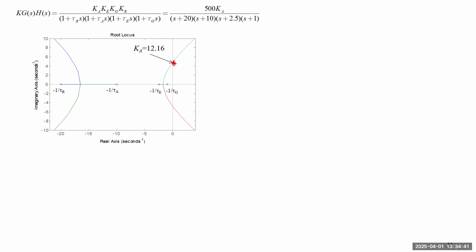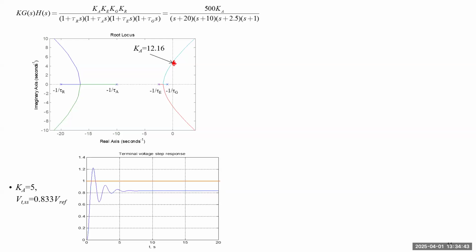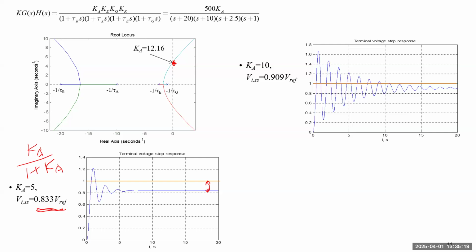Okay, so let's try some values of Ka. The first one, let's try a very small value of Ka. From the steady state voltage, here the steady state voltage will basically be Ka divided by 1 plus Ka, right? So if K equals 5, that's basically 5/6. So the steady state voltage only goes back to 83% of the reference voltage. So there's a huge gap. This one definitely cannot be accepted by any system. It's too large, so you have to increase the gain.